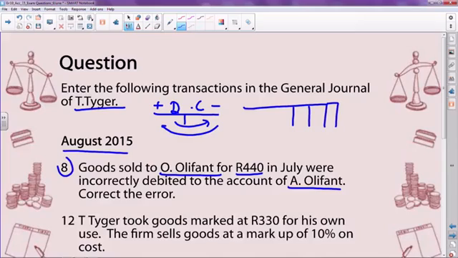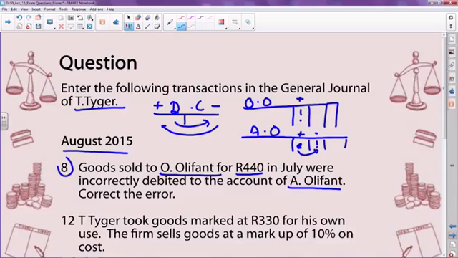Now I'm going to say O. Oliphant there, and let's draw another one for A. Oliphant here at the top quickly. So A. Oliphant will be there. Now what happened? Goods sold to O. Oliphant was placed in A. Oliphant. So we said A. Oliphant owes me, which is wrong. What should happen? A. Oliphant should go down then on the credit side, and O. Oliphant will have to go up on the debit. So here is my entry, a debit for the credit. Now, what will I write first?